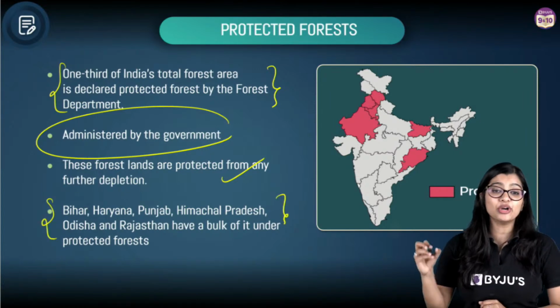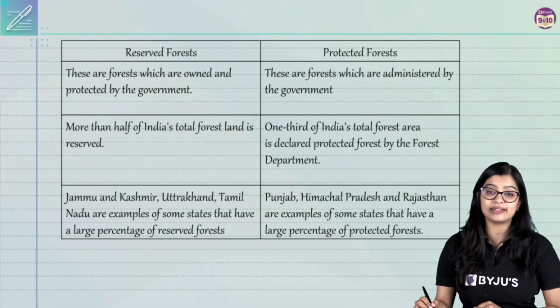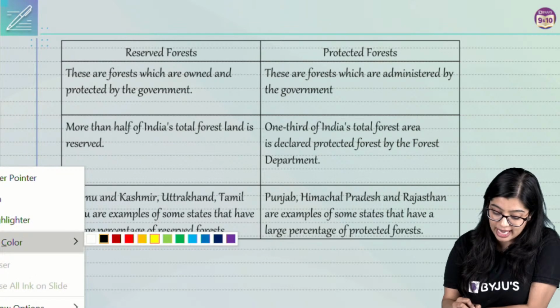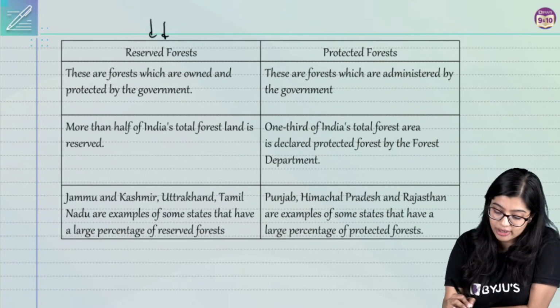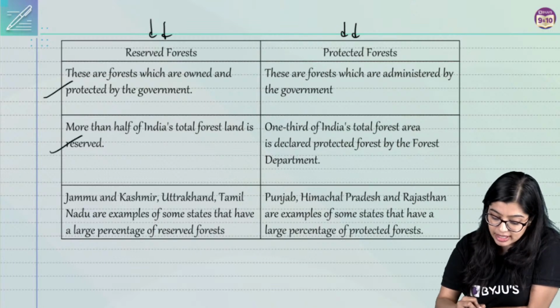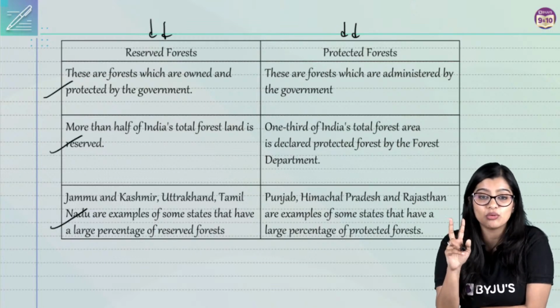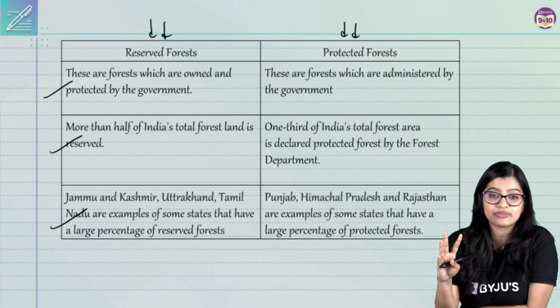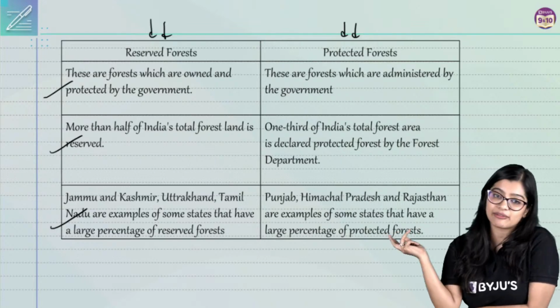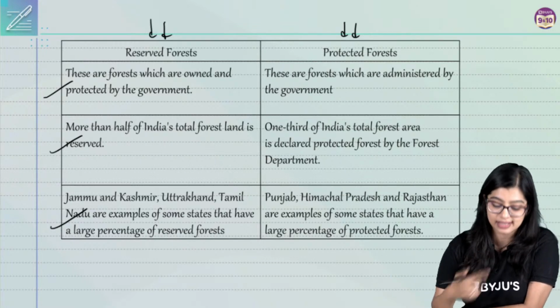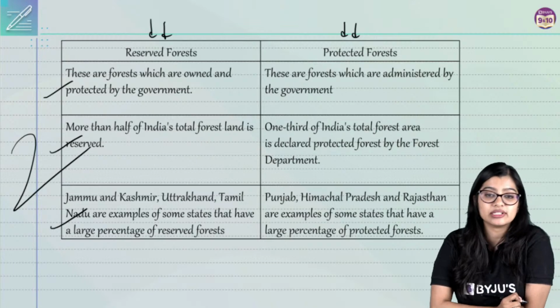Now, when you are asked to differentiate, always draw a tabular column, right? Please make it a point that all of you draw a tabular column where you have reserve forest in one, protected forest in the other, and you mention the 3 points. Since it's asked only for 2 marks, you need to write only 2 points. You don't need to write the full paragraph. But I always write an extra point, like for example, in this case, the states is just an additional pointer to add on to my answer. So you will get 2 marks for this.